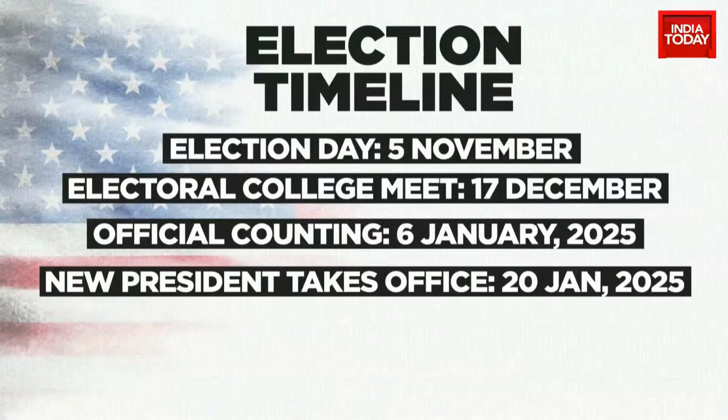And this process culminates in the Electoral College meeting, which is to be held on December 17th. So after 5th November, the other important date is December 17th. During this meeting, the electors gather in their state capitals to cast their votes for president along with vice president. And this meeting, which is enshrined in the US Constitution, finally sets the stage for the official count on January 6, 2025 in the House of Representatives. Another important date for you, January 6th.